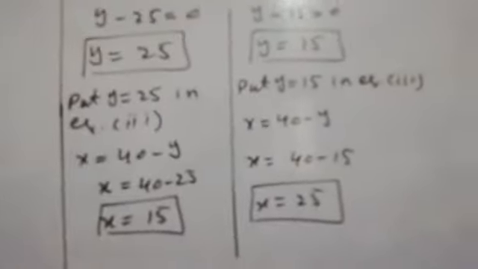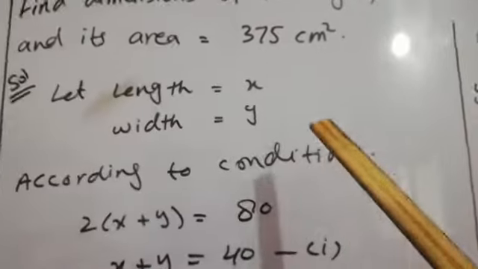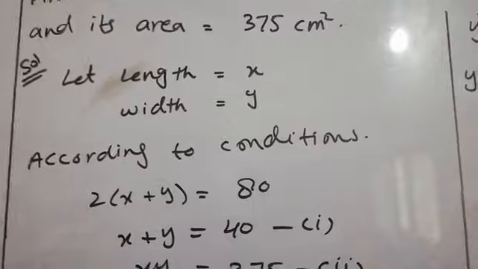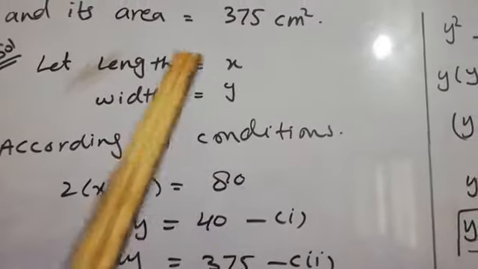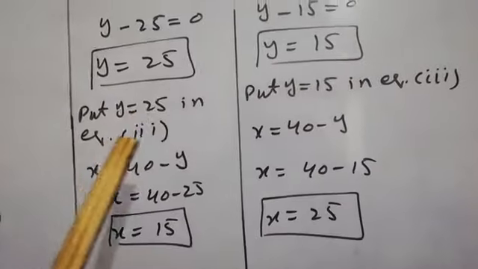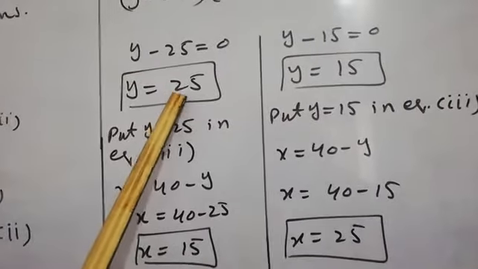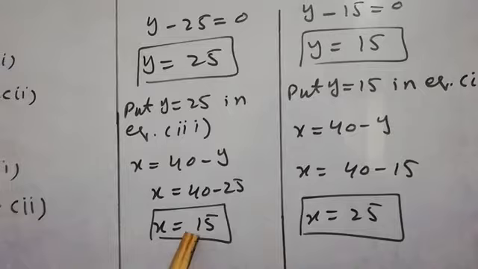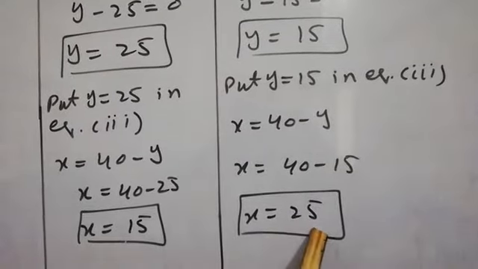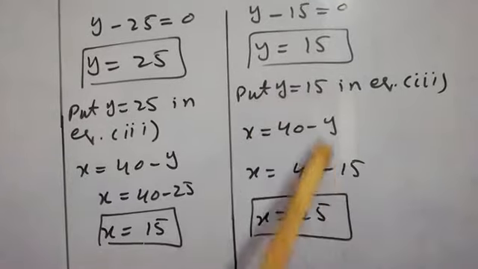Now dear students, focus on this. Remember that we have considered length equal to x and width equal to y, and I have told you that the greater measurement is always the length. So we have two pairs. In this one, width is 25 and length is 15. Length is shorter, so ignore this. In this one, length is 25 and width is 15. So this is the right pair.